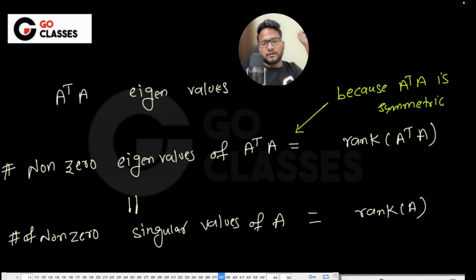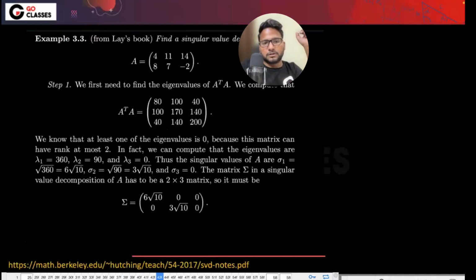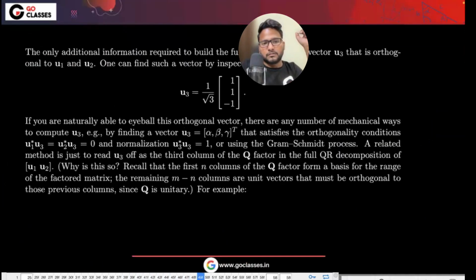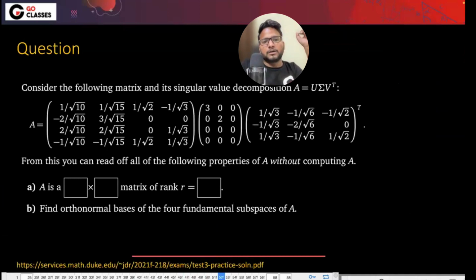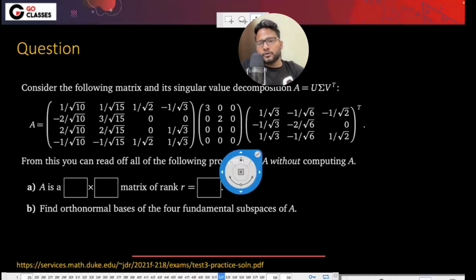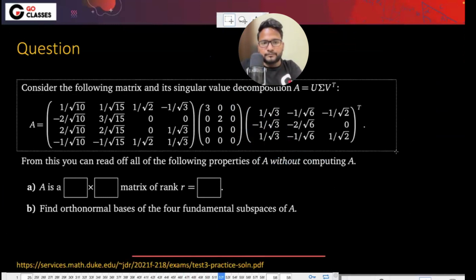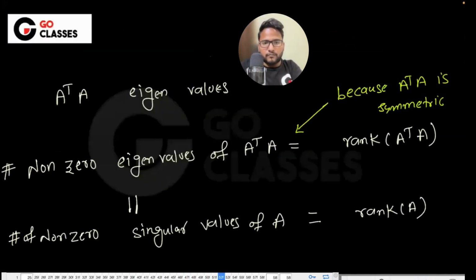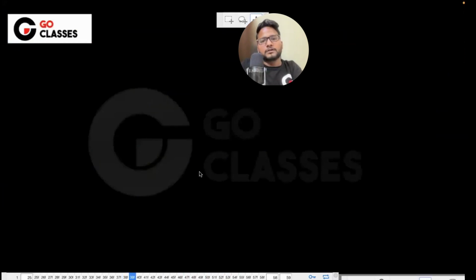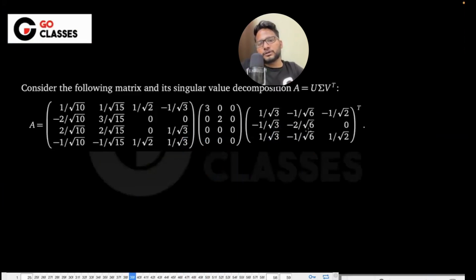So for example, just an example, let's suppose they give me this as an eigenvalue decomposition. Okay, just a second. Suppose they give me this as an eigenvalue decomposition. Tell me the rank of A just by looking at this eigenvalue decomposition.